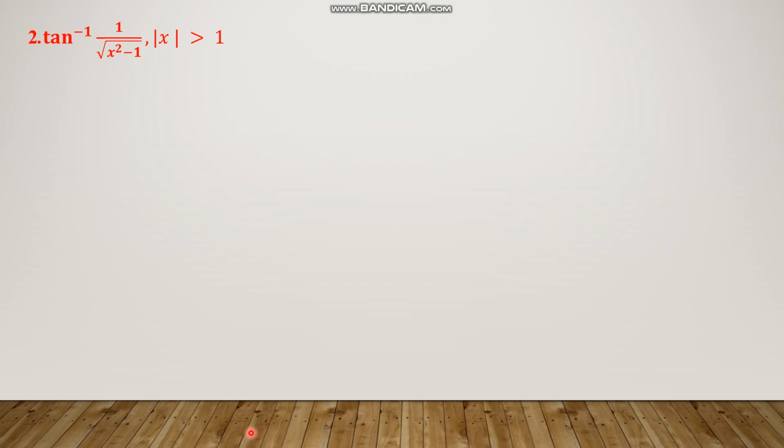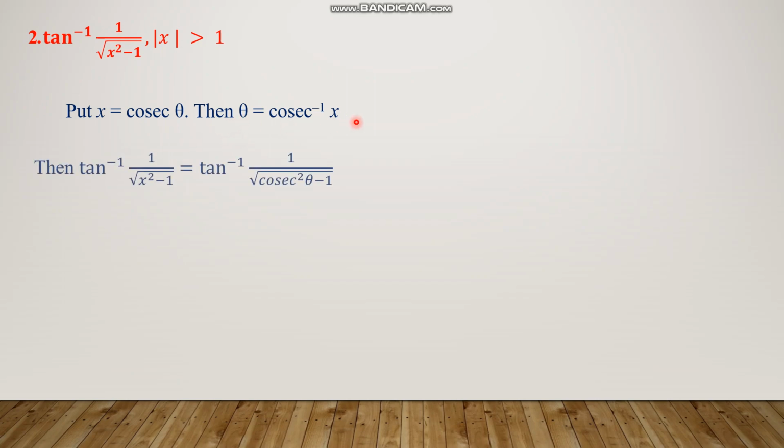So the next problem. Tan inverse of 1 by root of x square minus 1. Here we will substitute x is equal to cosec theta. Then, as you know, theta will be cosec inverse x. Then tan inverse of 1 by root of x square minus 1 is equal to tan inverse of 1 by root of cosec square theta minus 1. And we know that cosec square theta minus 1 is cot square theta, and when you take the root, it will be cot theta.